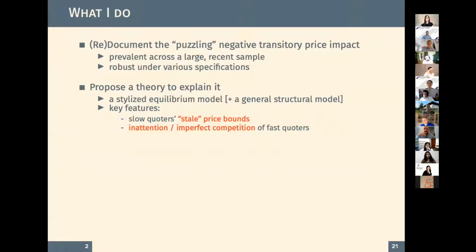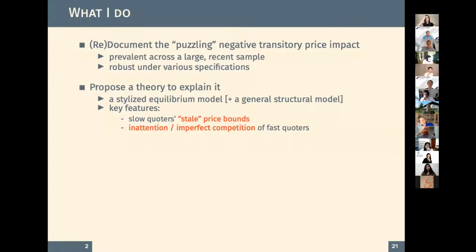What I do in this paper is, first, I re-document this quote-unquote puzzling negative transitory price impact. It's robust and prevalent in a very recent large sample. And then I try to write down a simple model, quite stylized, to be honest, to give an explanation for it. I'm not claiming that this is the explanation or all of the explanations. I'm not even claiming that this is the primary explanation. This is one possible explanation. And for the sake of time, let me give you a little bit of intuition of how I think about this problem, what might be happening here.